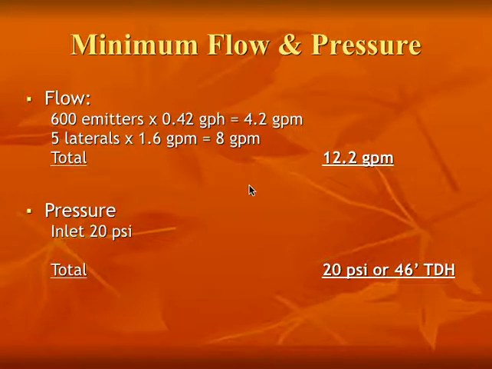So putting all the numbers together, 600 emitters equates to 4.2 gallons a minute emitter discharge rate. We have 5 laterals. Each lateral needs an additional 1.6 gallons a minute to get our 2 foot per second flushing velocity. That's an additional 8 gallons a minute. We add the two together, and our minimum flow rate is 12.2 gallons a minute. From our chart, we determined that we needed approximately 20 psi inlet pressure, and that equates to 46 TDH. So we need to look at our pump curve and compare 12 gallons a minute at 46 TDH and see how we fare for our pump comparison.